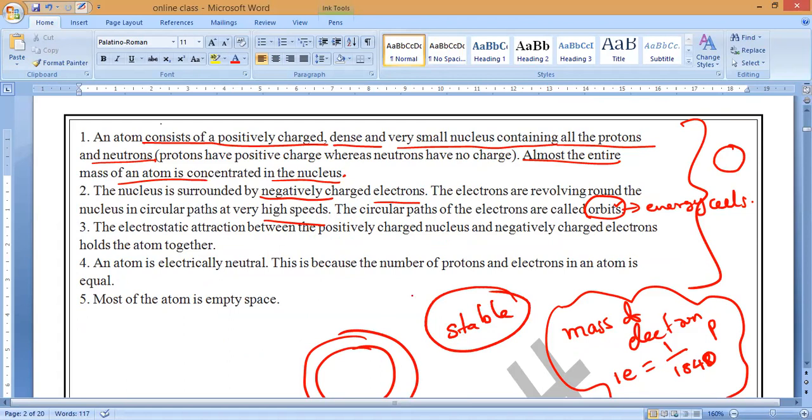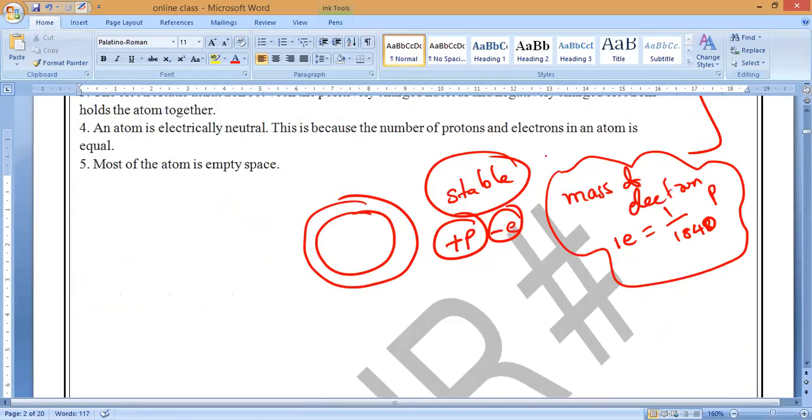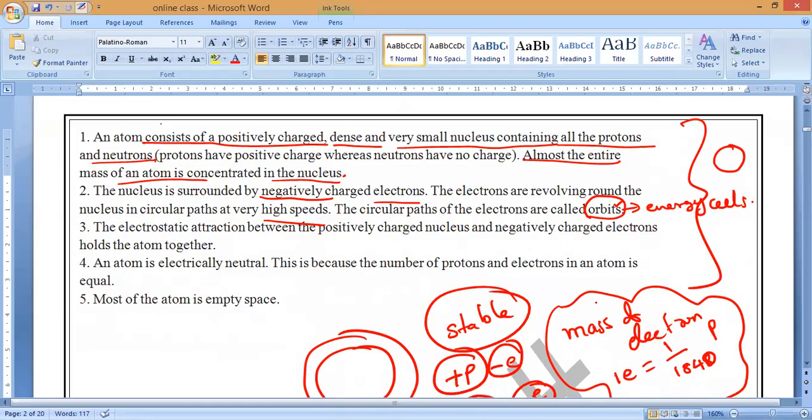Now, the attraction between the positively charged nucleus and the negatively charged electrons will hold the atom together, because the number of positive and negative charges is equal in every atom. The amount of positive charge equals the amount of negative charge. Because both are equal and opposite, the atom holds together. From the center, the force of attraction acts on these electrons, so the electrons do not move away from the orbits.